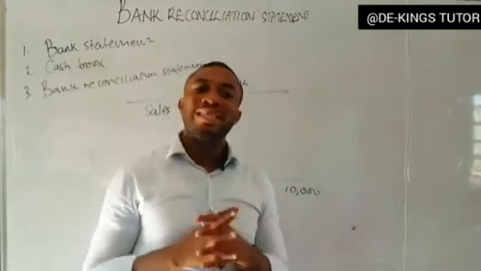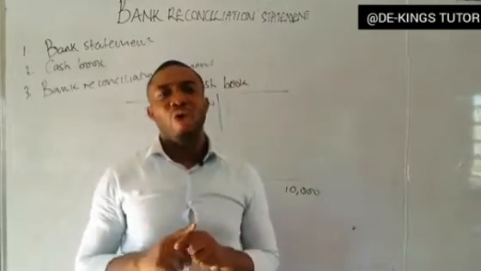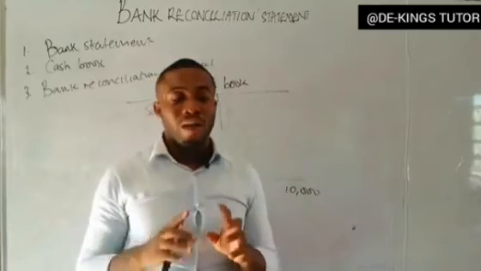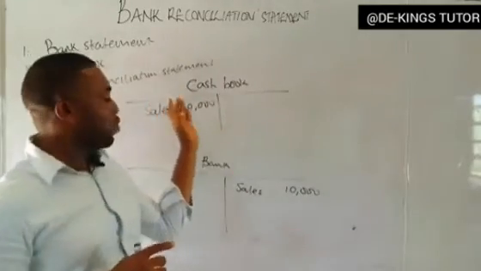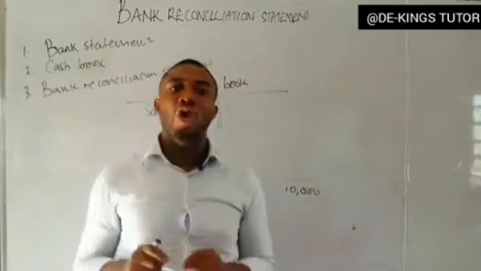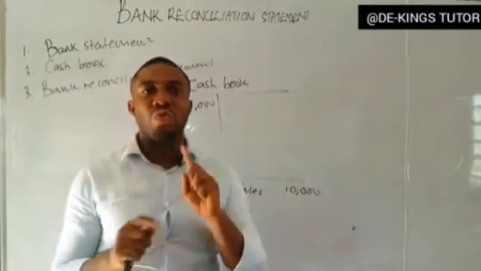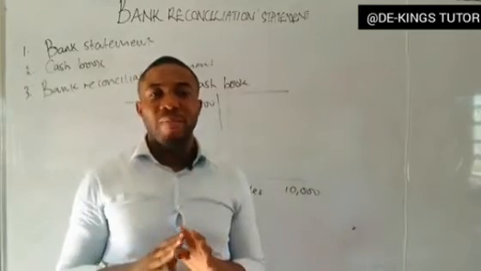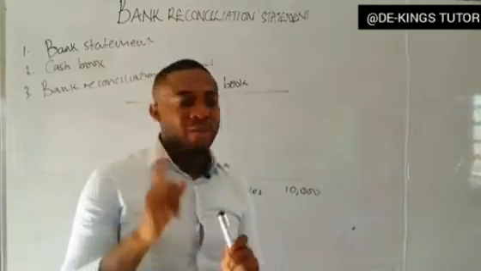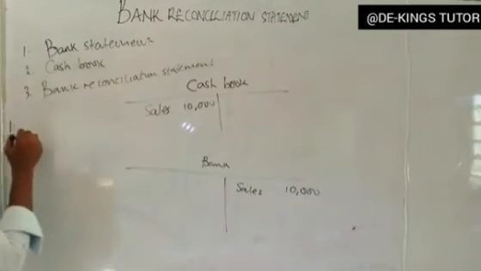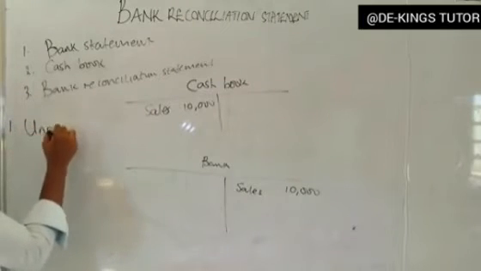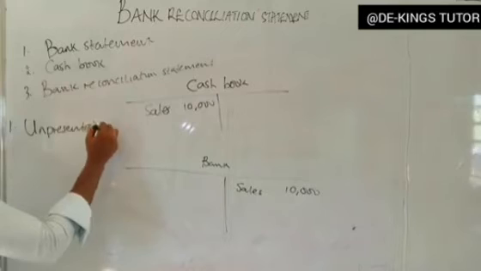So let's see what are those reasons, or those things, that will ensure that the cash book and the bank statement do not balance. Why are there differences? What causes those differences? We'll explain them one after the other. Now the first one is what we call unpresented check.